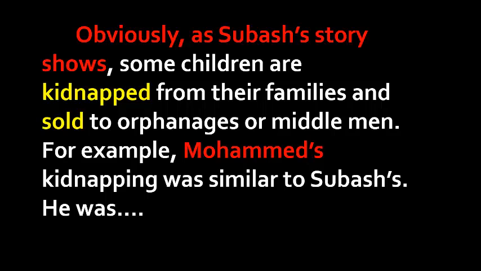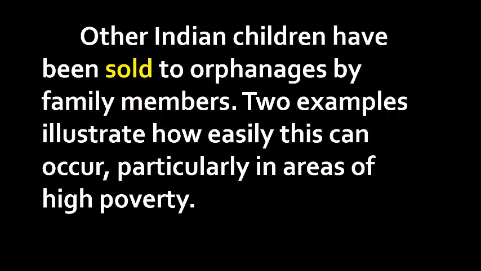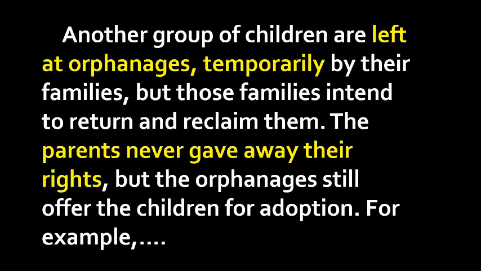For example, Muhammad's kidnapping was similar to Subhash's. And then I might write 100, 200 words and reference other texts and my sources to make my point. Here's another topic sentence. Other Indian children have been sold to orphanages by family members. Two examples illustrate how easily this can occur, particularly in areas of high poverty. And then this paragraph would continue on to tell us what is so significant here.